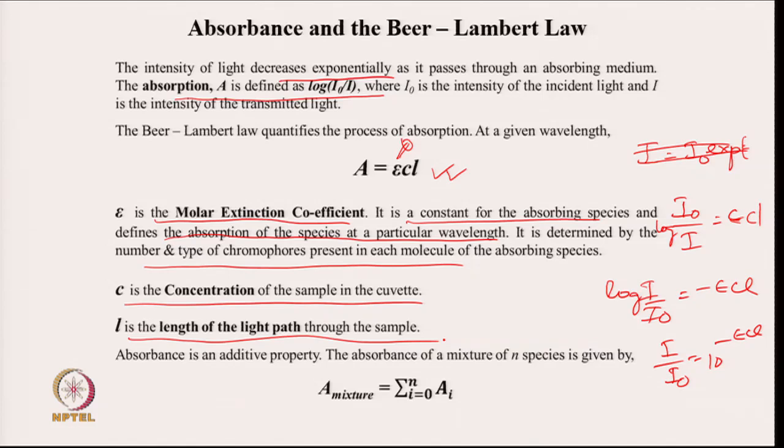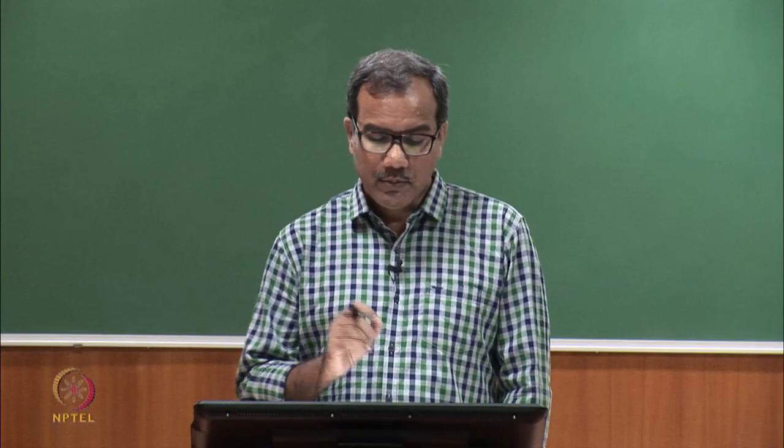And one of the most important properties is that absorption is an additive property, and this is very important because we will later see that this can be used to know the thermodynamic and kinetic parameters of a reaction. So, absorbance of a mixture of n species will be given by A equal to the sum from i equal to 0 to n of A i.